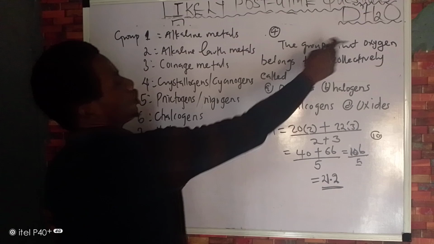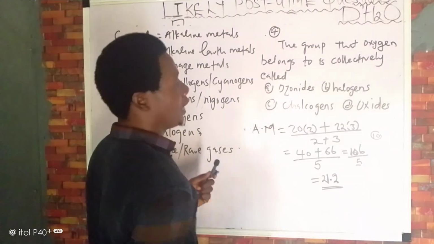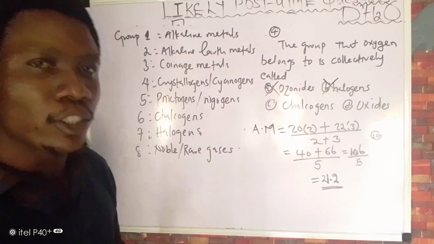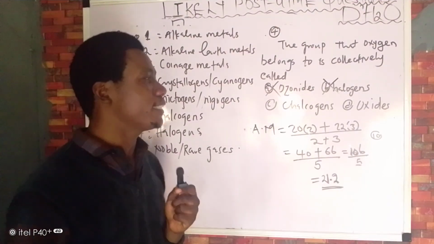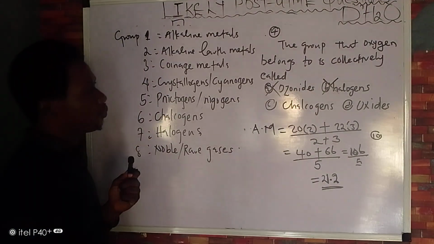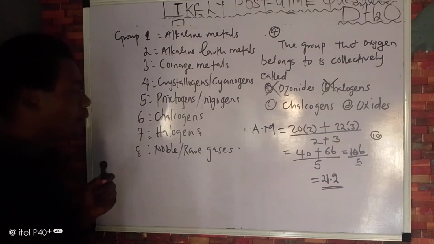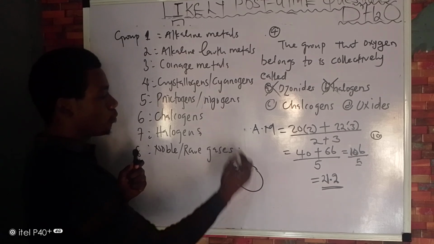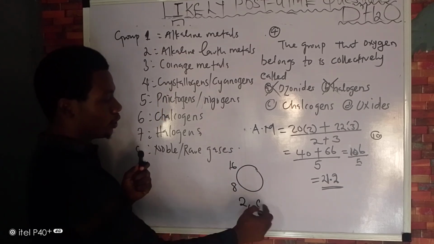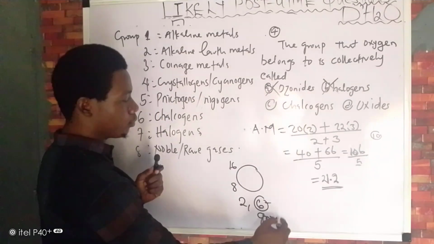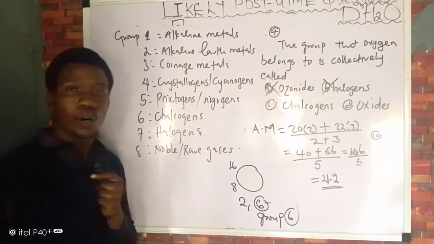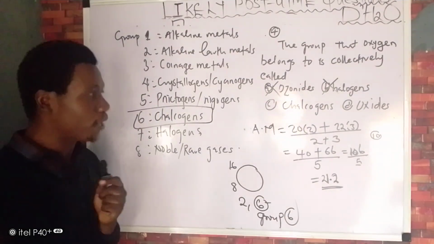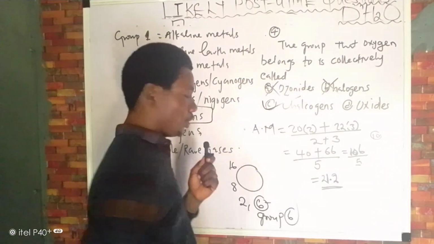Now, the group that oxygen belongs to is collectively called that. It is not ozonide, it's not halogen. Halogens are members of group 7. Oxygen is in group 6 of the periodic table. Remember, if you write oxygen this way, you have a mass number of 16, atomic number of 8, so you have 2, 6. It's found in group 6 of the periodic table. So the group 6 elements are called the chalcogens. So the answer to this question is C.